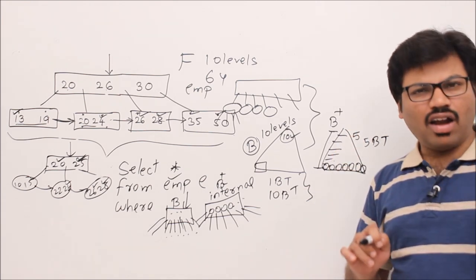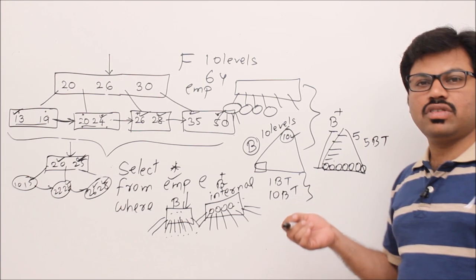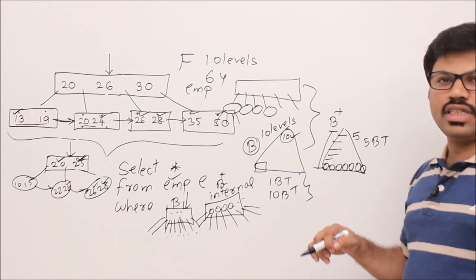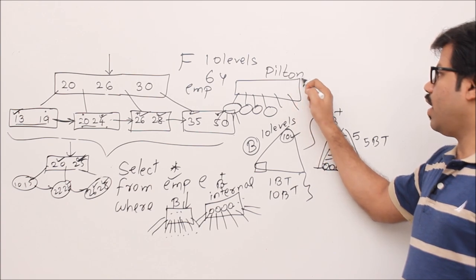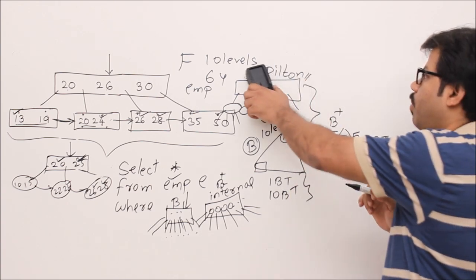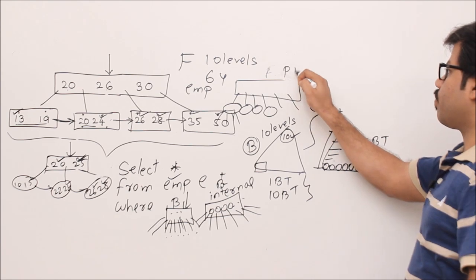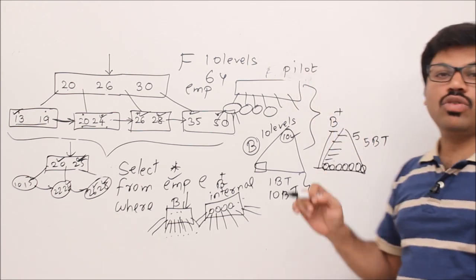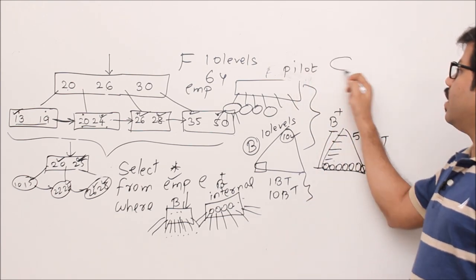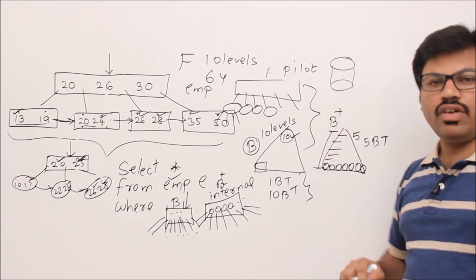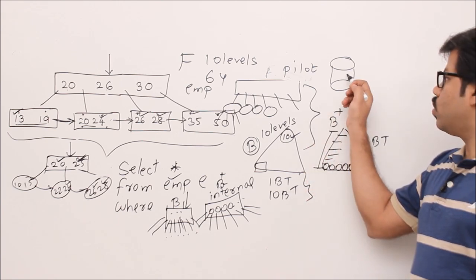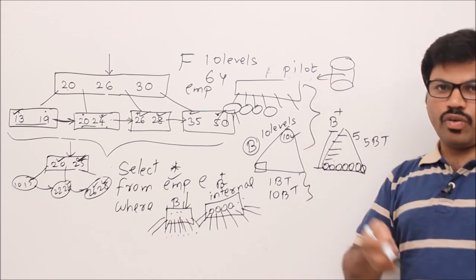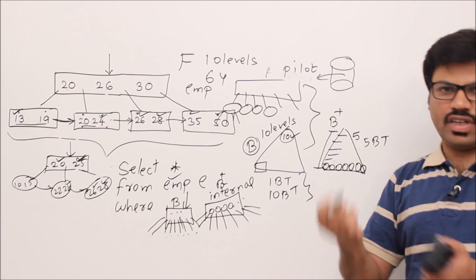So for example, in a hard real time system, let's say some pilot is flying the plane. This pilot is going to take decisions based on your database query. Whenever he is in a critical situation, he is connected to some database, and through the database he gets the information to fly.